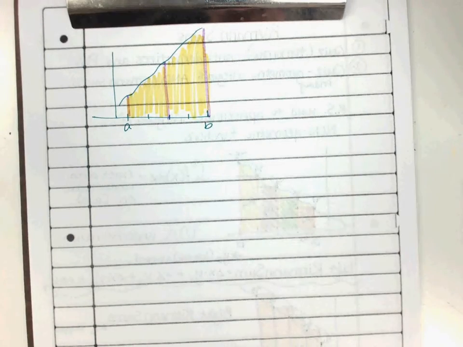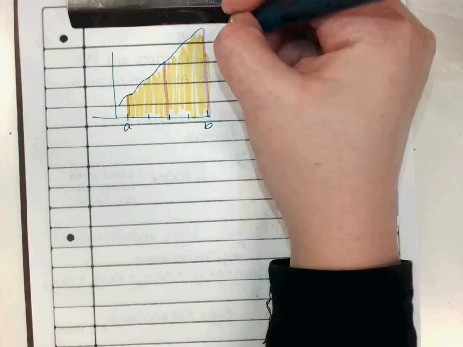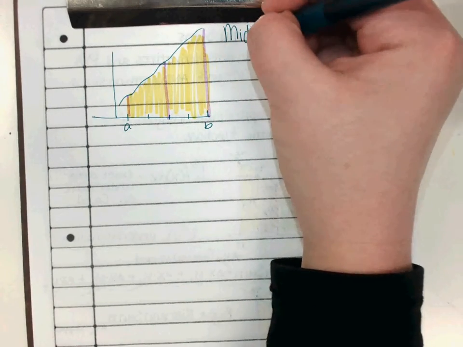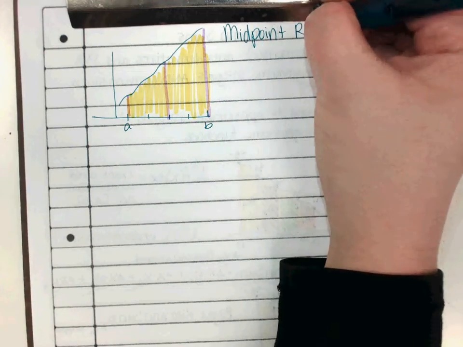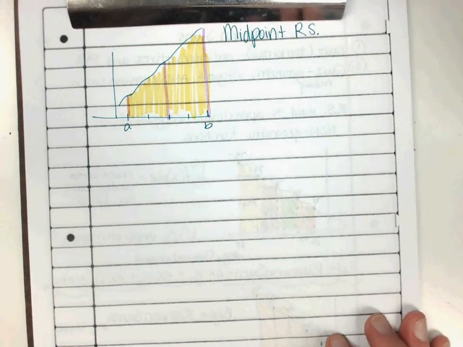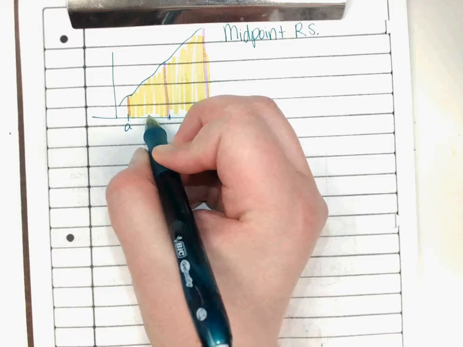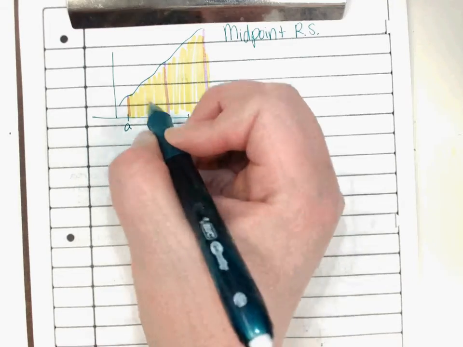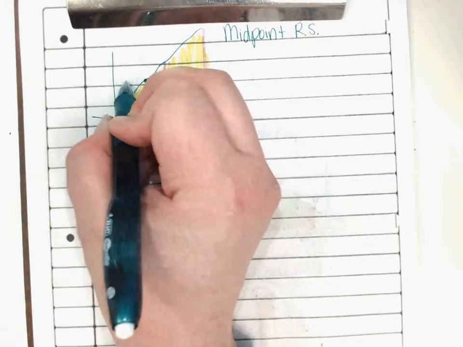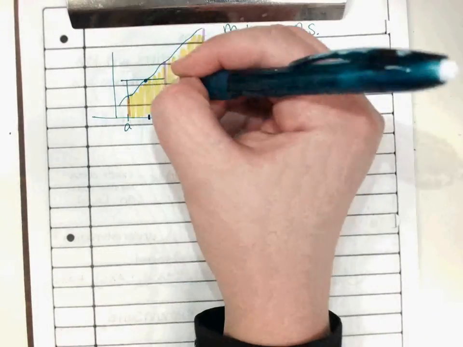Here's why. What point am I going to use for the top of the rectangle? Not the left or the right, but the middle, because this is going to be, I think I said it but I forgot to write it, midpoint Riemann sum. So for a midpoint, you would say, okay, here's my middle x value. How tall is it at that point? And then draw your rectangle in like that.